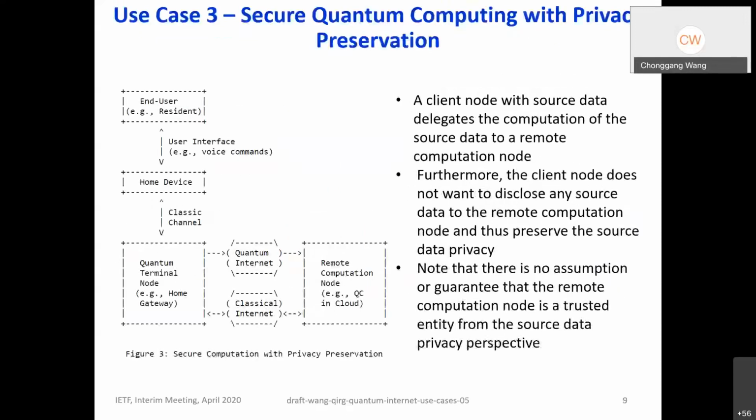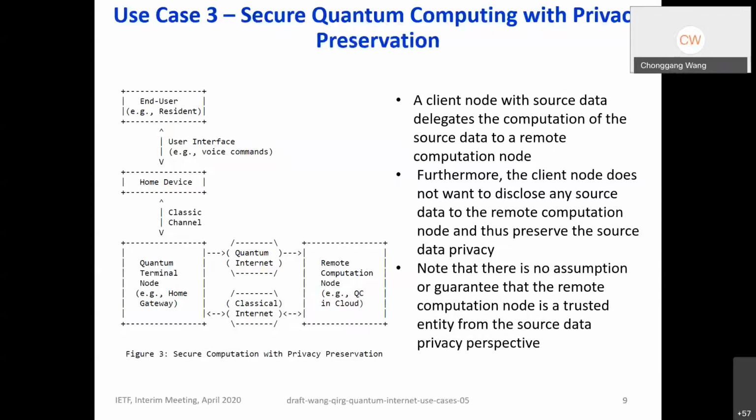The third use case we call secure quantum computing with privacy preservation. It can also be called blind quantum computing. Here we have a quantum terminal node. If you look at figure 3, for example, a home gateway wants to delegate some computing to a remote quantum node, which could be a quantum computer in the cloud. But they don't want to share the original source data, so they use what we call quantum computing with privacy preservation.